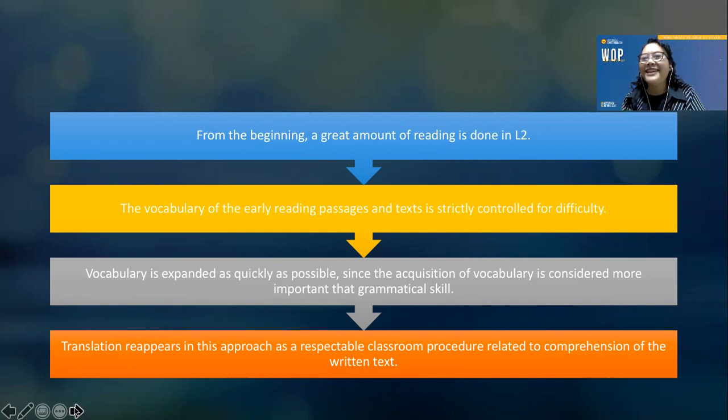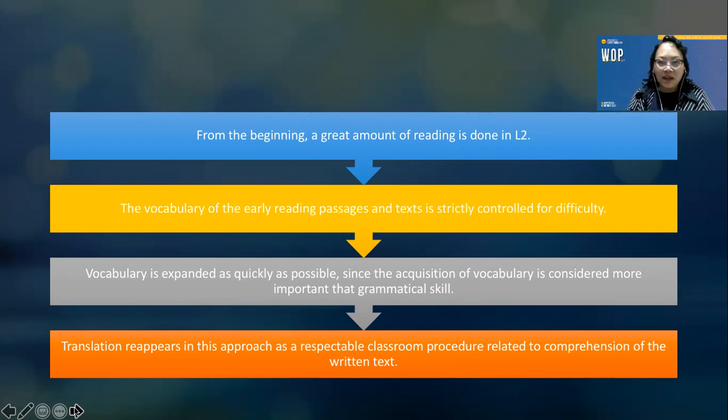All right. So here you can imagine that in the classroom at the beginning, pada awalnya, mulainya, bacaan sudah dilakukan dalam L2, bahasa kedua. Langsung, pokoknya membaca dan membaca. Okay, and then the vocabulary is strictly controlled for difficulty.